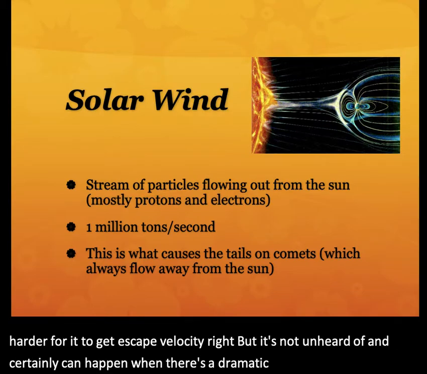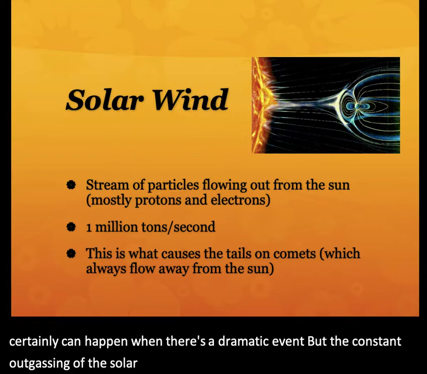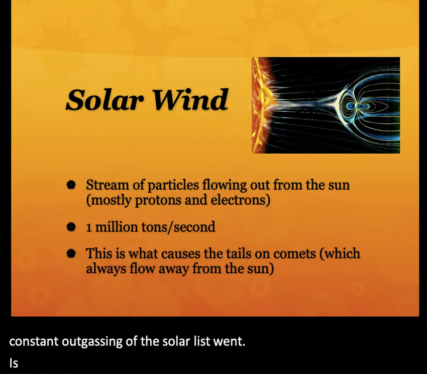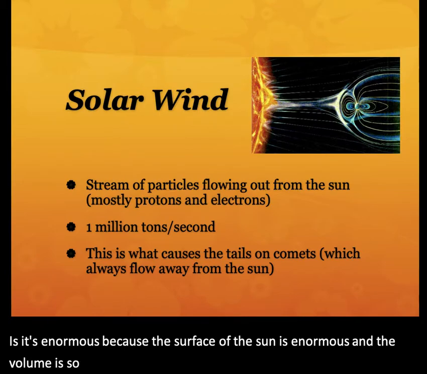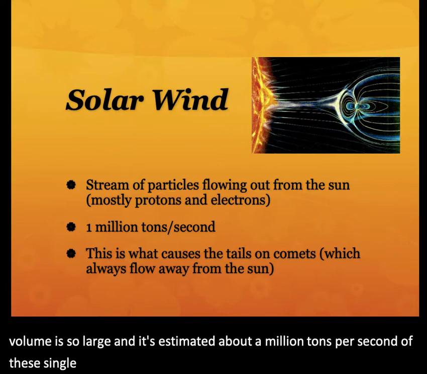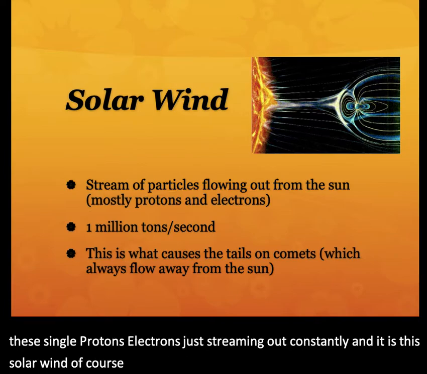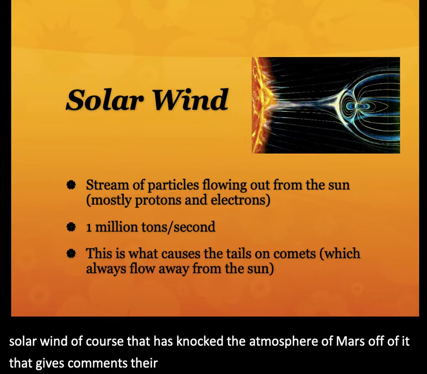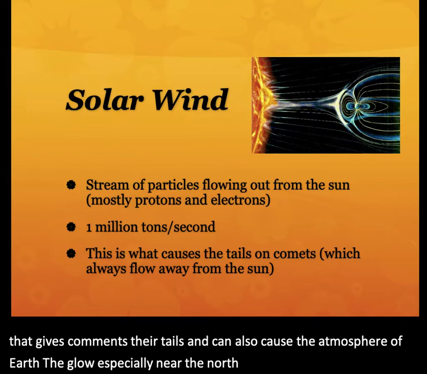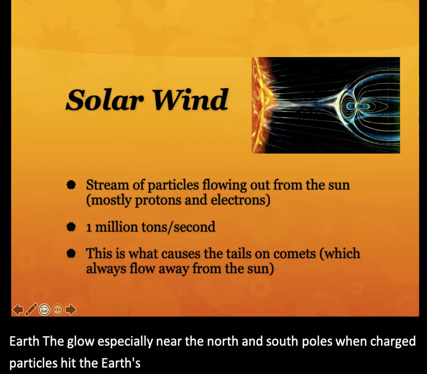But the constant outgassing of the solar wind is enormous because the surface of the sun is enormous, and the volume is so large. It's estimated to be about 1 million tons per second of these single protons and electrons just streaming out constantly. And it is this solar wind, of course, that has knocked the atmosphere of Mars off of it, that gives comets their tails, and can also cause the atmosphere of Earth to glow, especially near the North and South poles, when the charged particles hit the Earth's atmosphere and ionize the molecules.